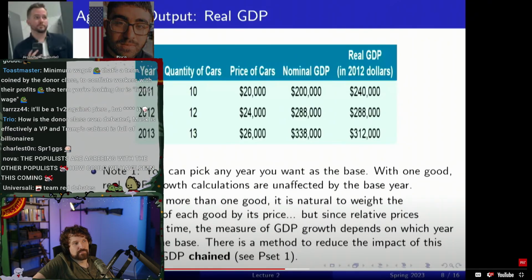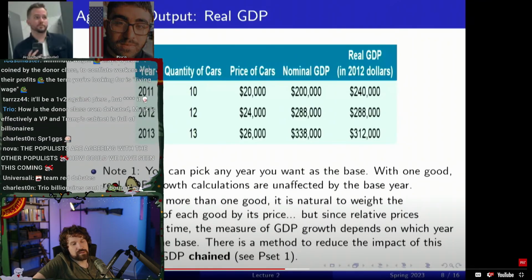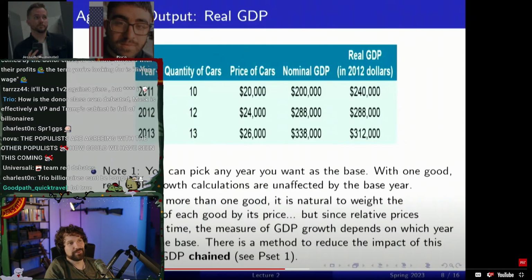I'd also be interested, who's a bigger donor class than Elon Musk? Seriously. And Vivek Ramaswamy, and Bill Ackman. We just don't talk about that. We just don't talk about the ten whatever billionaires, actual billionaires with a B, that are in Trump's cabinet.